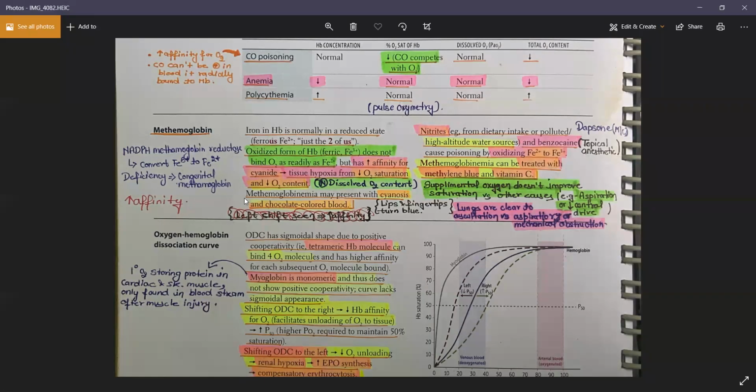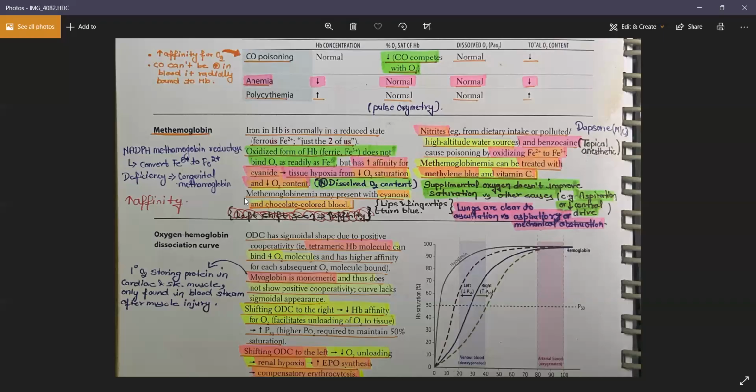But in case of cyanide poisoning, your tissues cannot utilize oxygen at all. Absolute 0, for example, right? So that's how it works. With methemoglobin, you have the oxidation of the hemoglobin, and that is converted into the Fe3+ form. This Fe3+ form cannot bind to the oxygen, but it can bind with the cyanide. So that's why it is useful for cyanide poisoning.